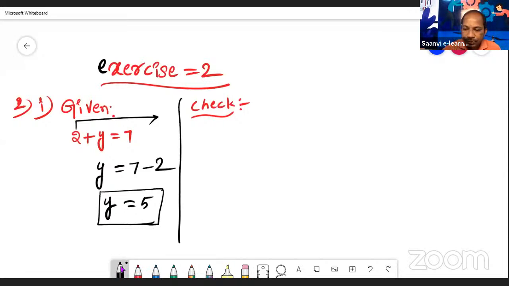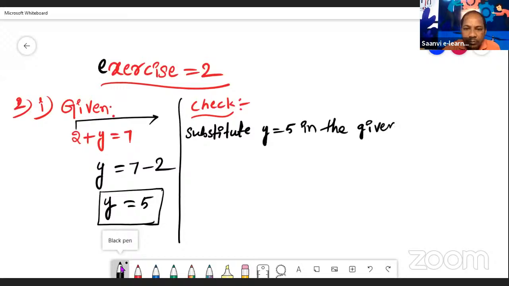Now to verify that, substitute y is equal to 5 in the given equation. So substitute the y value, y is equal to 5, in the given equation. What is the given equation? 2 plus y is equal to 7, no? Okay, the given equation is 2 plus y is equal to 7.